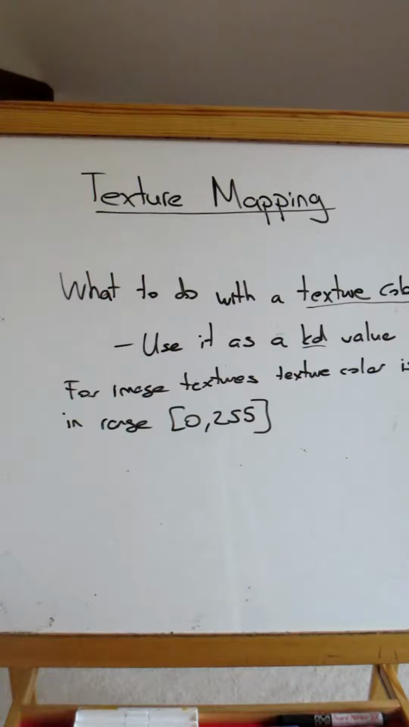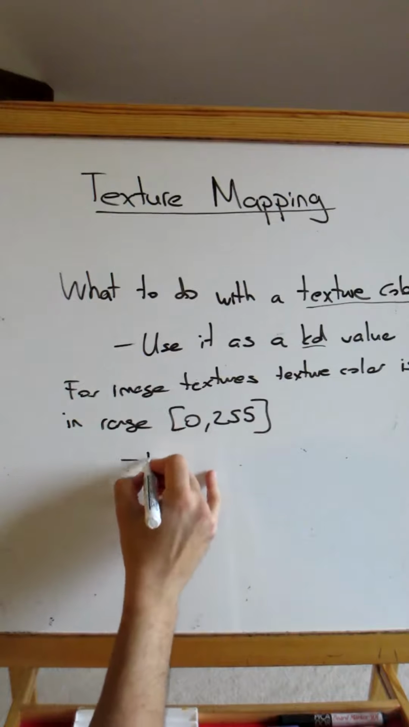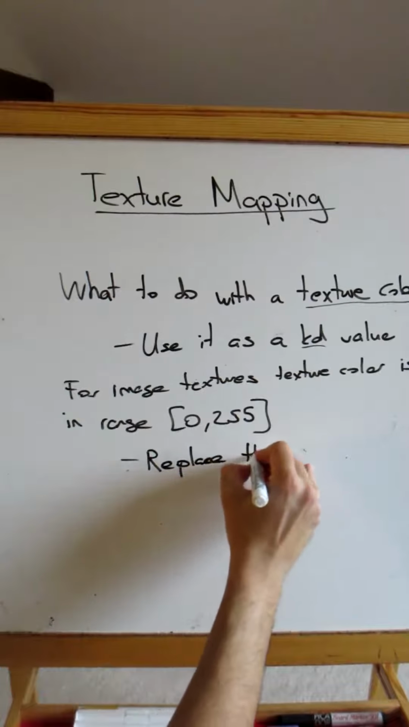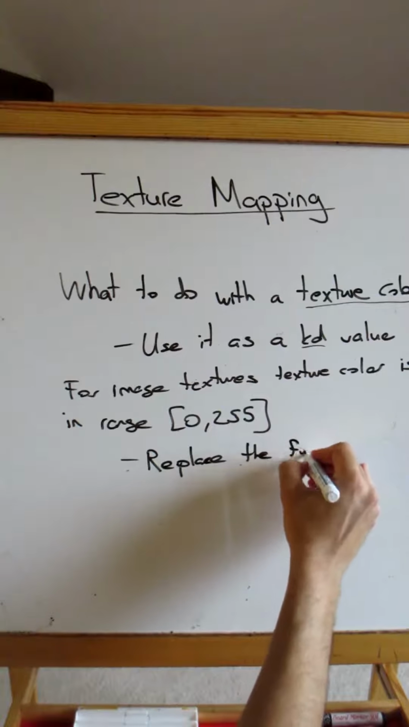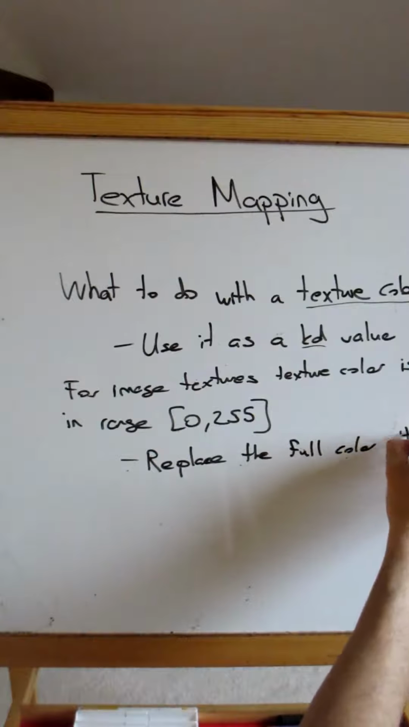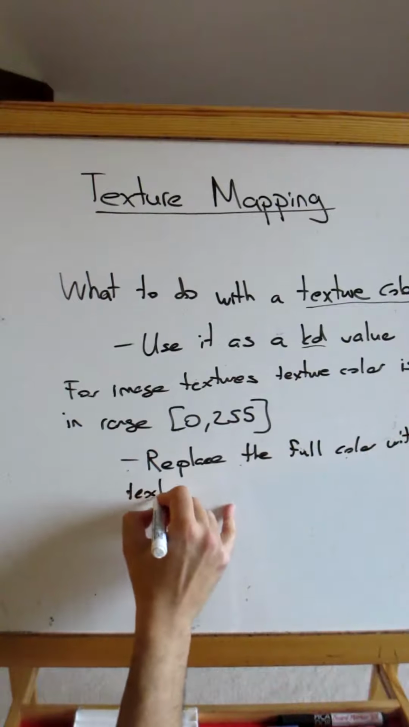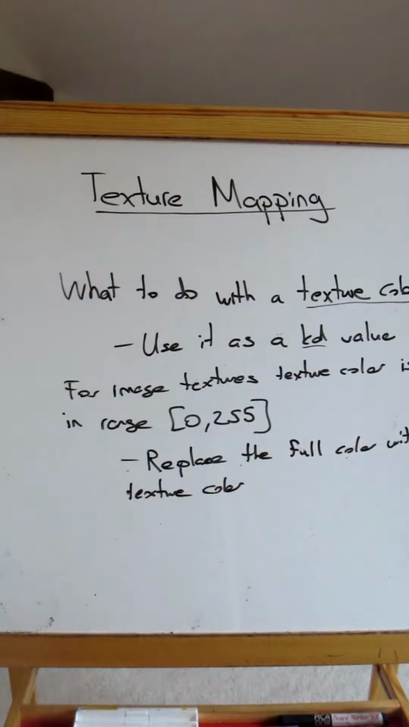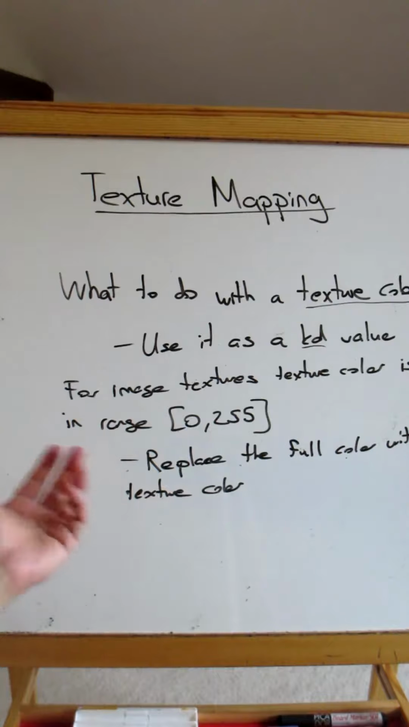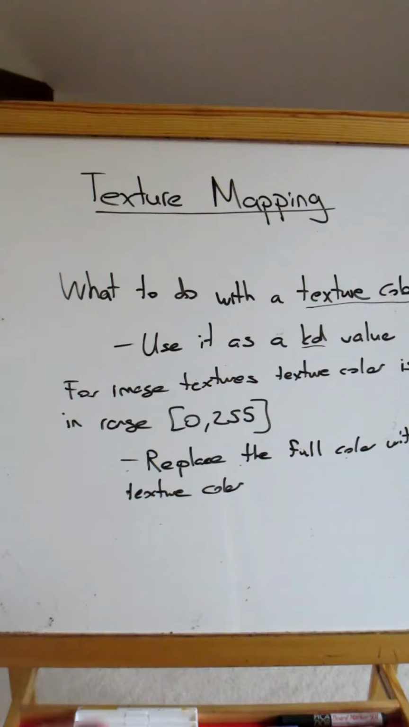Now another possibility is to replace the full color with the texture color. This means that you are not using it as a KD value. You are basically not doing any shading. If your texture is supposed to replace like a decal, like a sticker basically, completely replacing the existing shading, that is one option. It will not look physically realistic, but it can be good for debugging purposes, or for some types of objects it can be desirable.